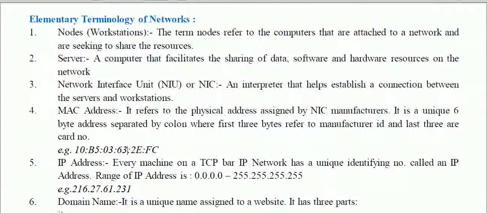The next, IP address. As you all know, IP address is the address of a website. Every machine on a TCP/IP network has a unique identifying number. Means every device has a unique identifying number in the network. This is known as the IP address. Its range is from 0.0.0.0 to 255.255.255.255. Anything between these two numbers will be an IP address, as you can see in this example.